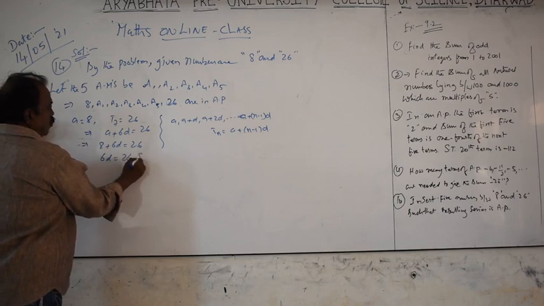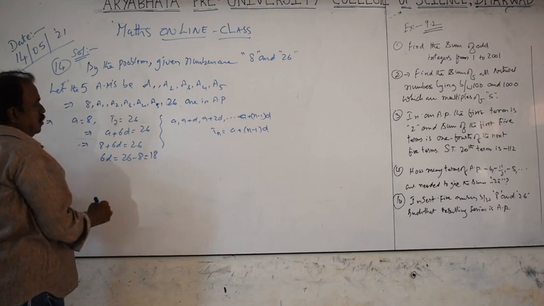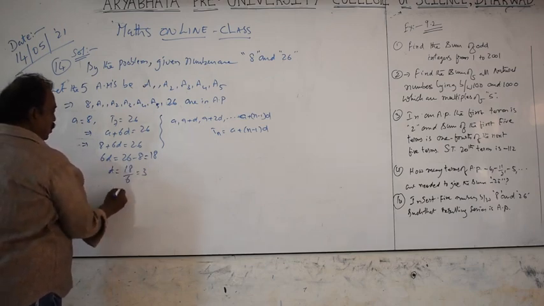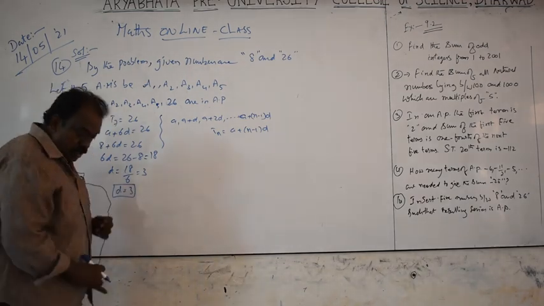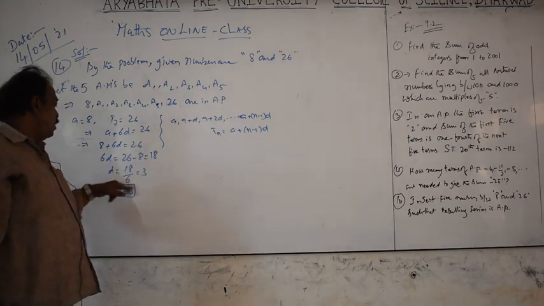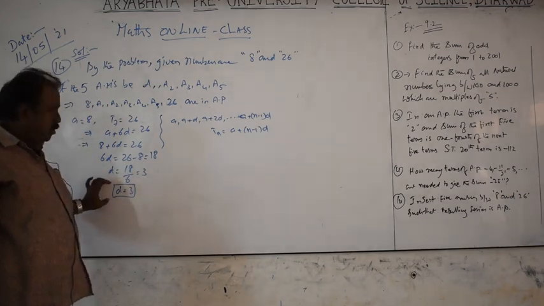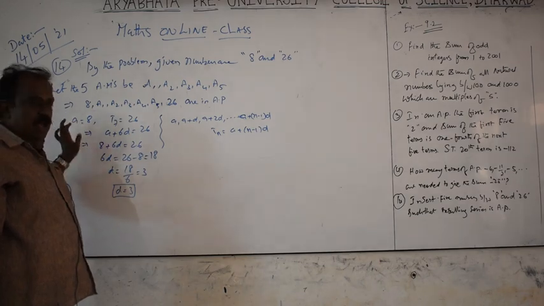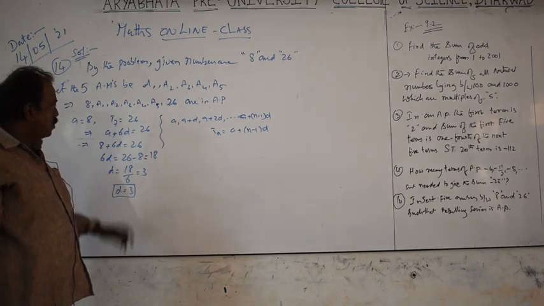So 6D is equal to 26 minus 8, which is 18. So D is equal to 18 by 6 is equal to 3. So the D value is 3. 26 minus 8 is 18, 18 by 6 is 3. So A is known and D we found. Now we have A and D, where D means common difference.